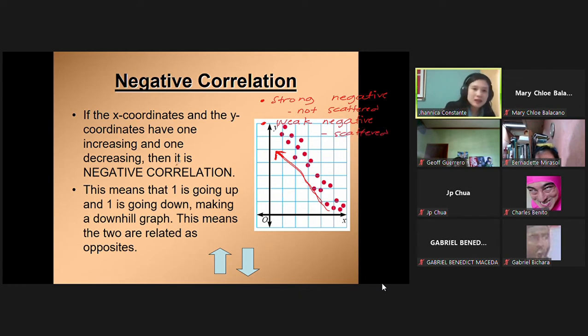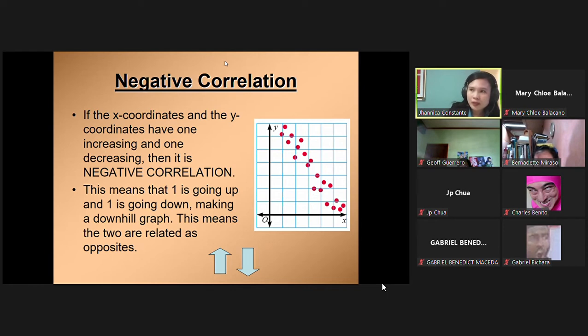So that is the thing that you can describe by just looking at the graph: the distance of each dot in the graph, and the direction of the dots. You can describe if it's positive or negative, if it has a strong correlation or strong association, or a weak correlation or a weak association. That is the only thing that we can describe when it comes to correlation and association by just looking at the graph.